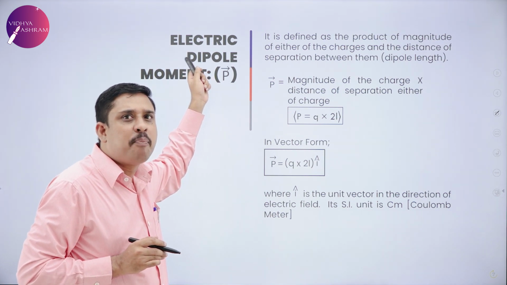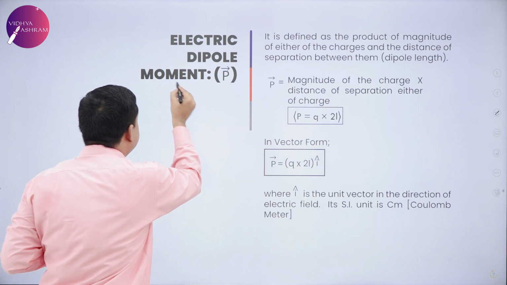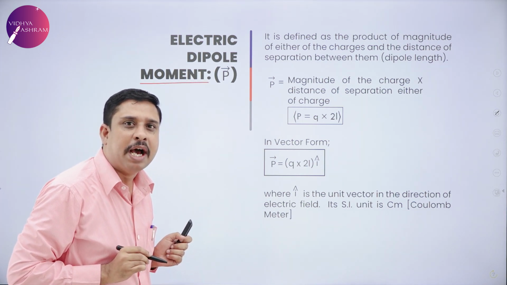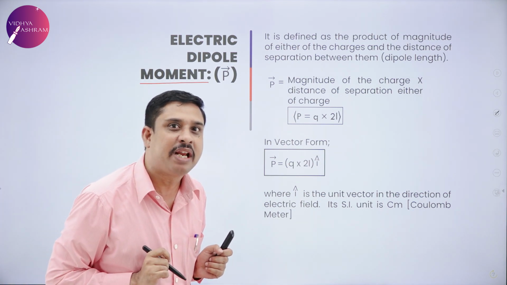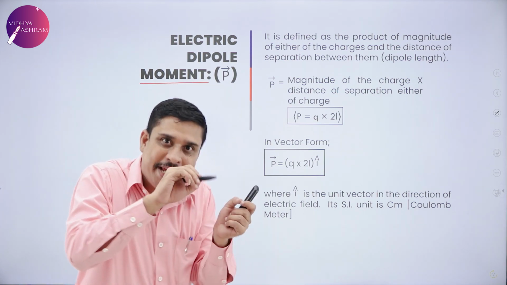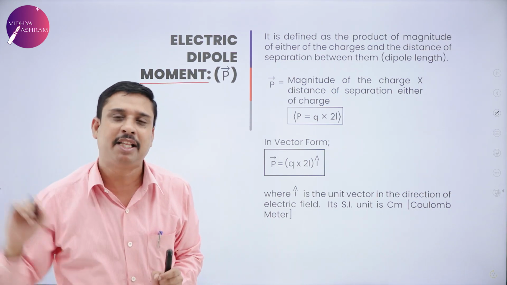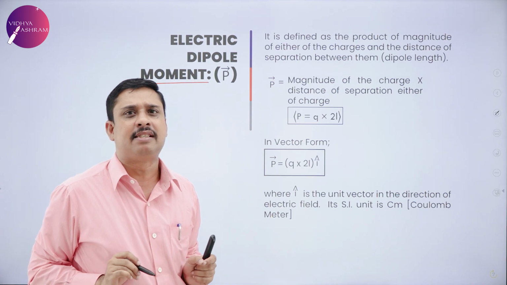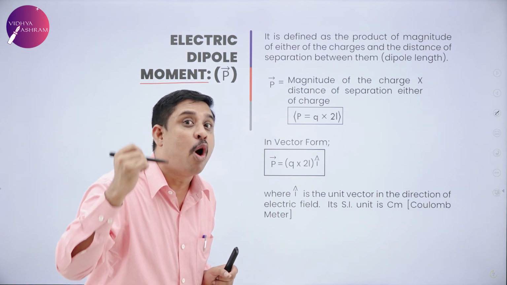Now, as the last topic for this session, we discuss something called electric dipole moment. You now know what an electric dipole is. There are two charges of equal magnitude, but one will be plus, the other one will be minus, and they will be separated by a small distance. Then what is electric dipole moment?